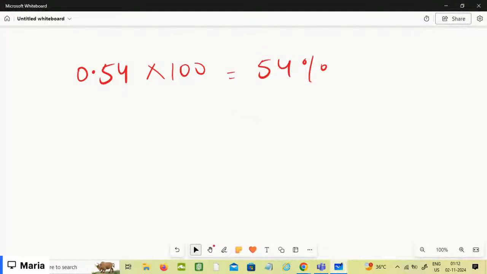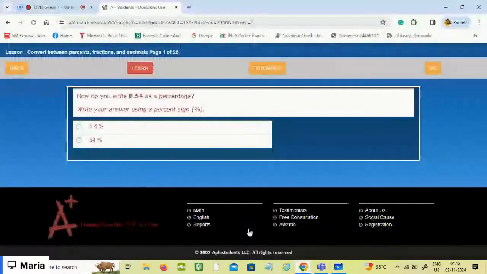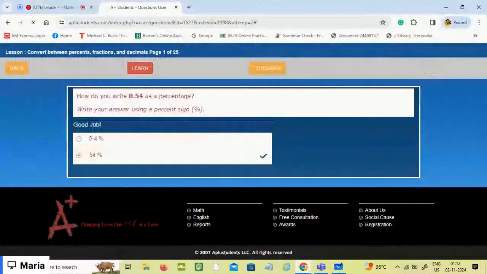The correct option is 50%. Got it? You simply have to multiply the decimal value by 100, so that makes it 50%. Option number 2 is the correct option.